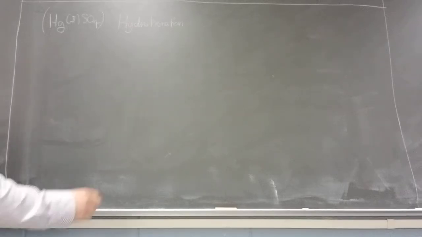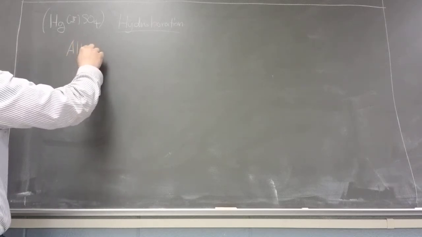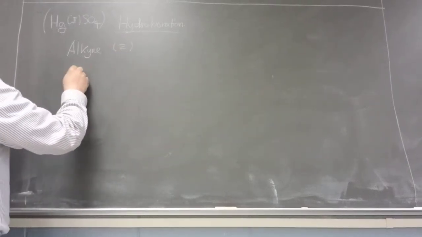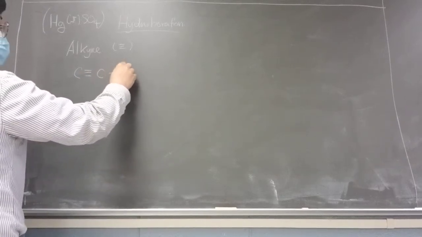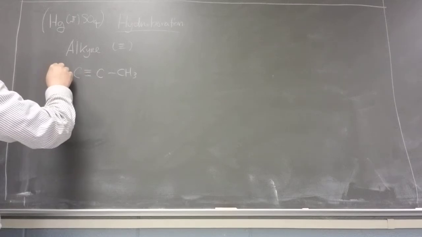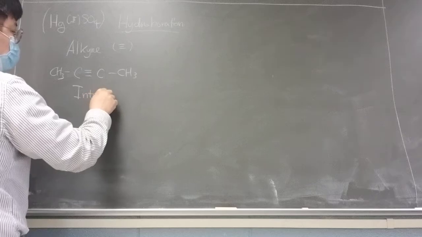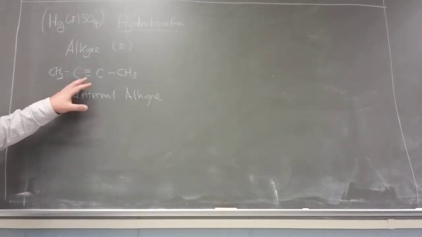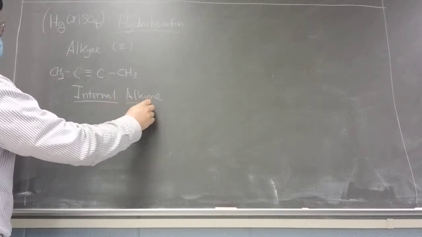So before I get to this one, I'll tell you two terms. If you have some alkyne, meaning you have a triple bond somewhere, but if you find a triple bond in the middle, like maybe you have some R groups here and here, we call this an internal alkyne, because the triple bond is inside, in the middle.